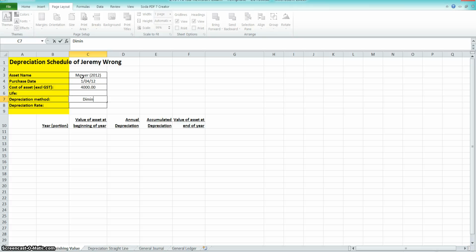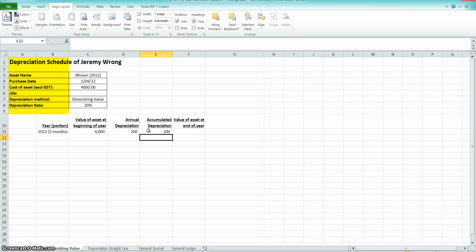We're using the diminishing value method, or diminishing balance, whatever you want to call it. And we're depreciating at a rate of 20%. In the first year, 2012, the value will be equal to 4,000. The annual depreciation is that 4,000 multiplied by our depreciation rate, which is 20%. Same deal though. In 2012, we only owned it for 3 months, April, May, and June. So we need to apportion that first year. That means multiply it by 3 over 12. So we're only claiming the value of 3 months worth.